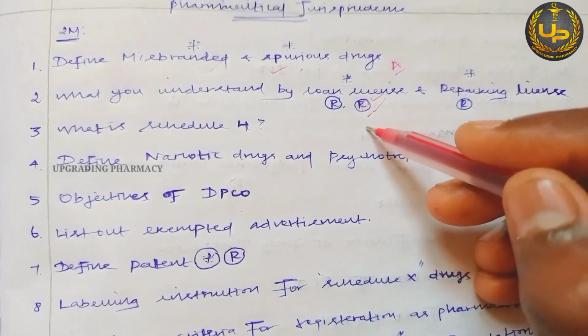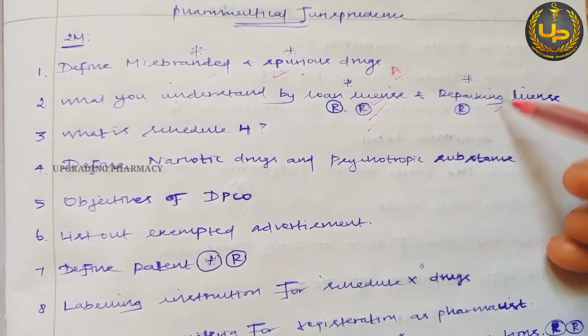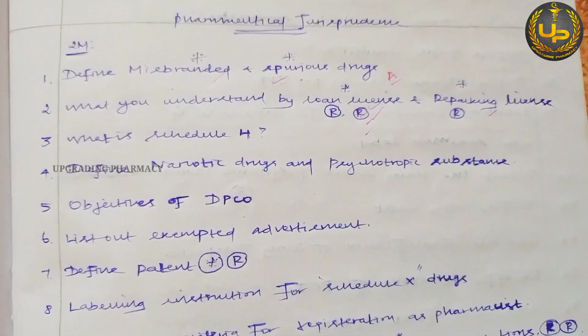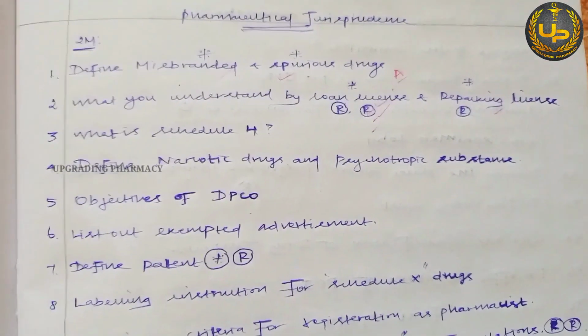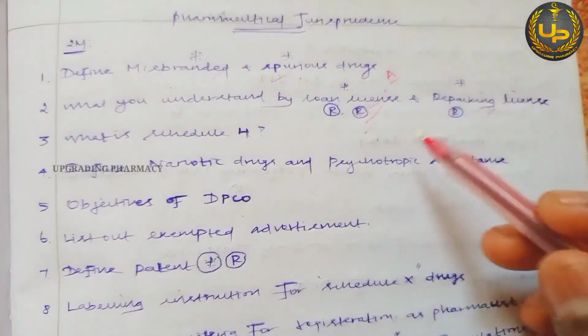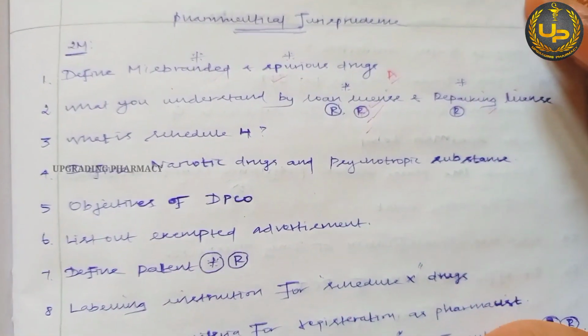So loan license is very important, and also repacking license. You can purchase bulk quantities of medicines and repack them. That is a repacking license. So loan license and repacking license are very important and repeated questions.